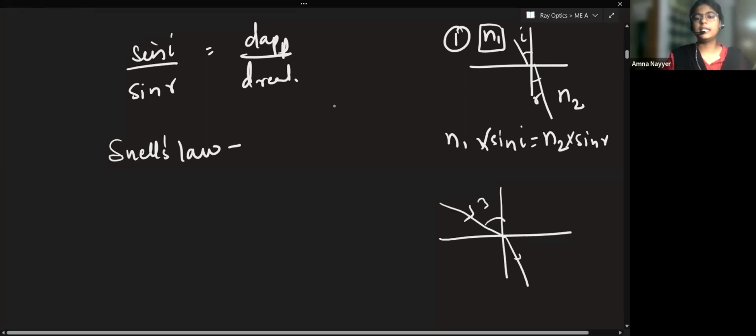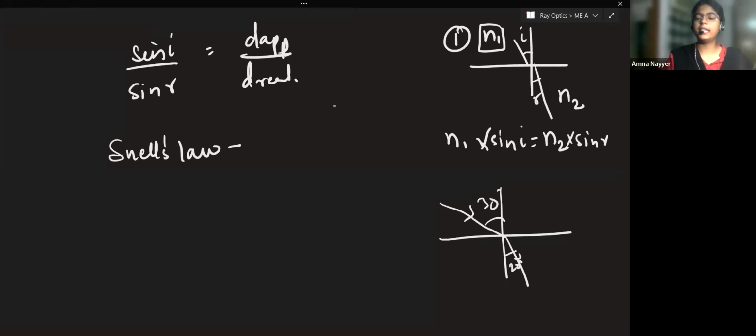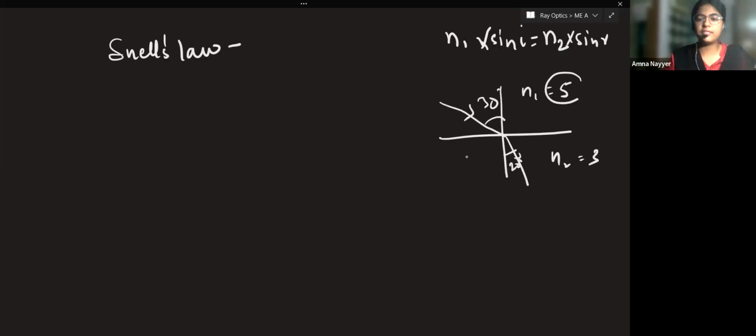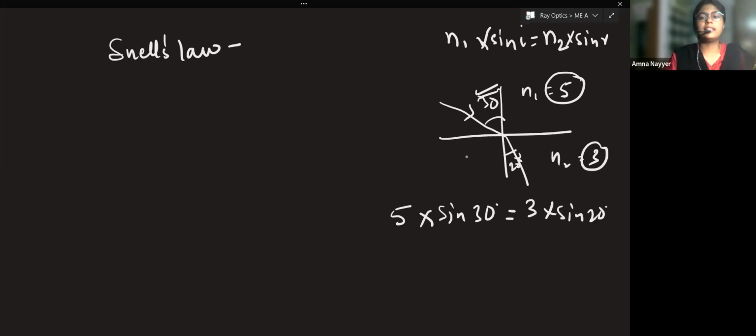This is 30 degrees. This is, let's say, 20 degrees. Here the refractive index is 5. Here the refractive index is, let's say, 3. So how will you write Snell's law over here? Refractive index of this material, that is 5, into sine of the angle present within that material, that is sine 30, is equal to the refractive index of the other material into the angle present, that is sine 20. This is how we write Snell's law.